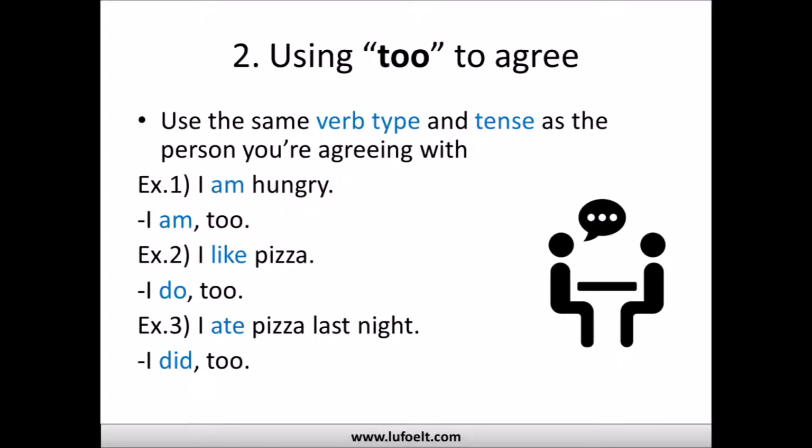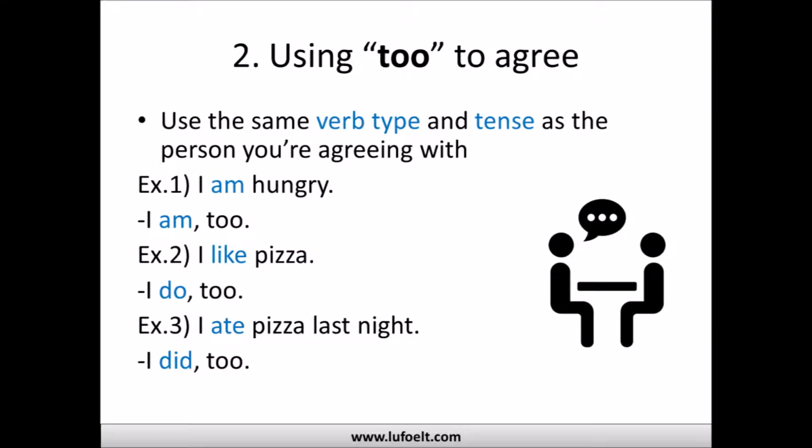All right, now moving on to the second way of agreeing with an affirmative statement. The rules for using too are very similar. All right, we're going to use the same verb type and tense. So I have the same examples here just to show you. You can compare this with how you use so. I am hungry. I am too. Or I like pizza. I do too. Or I ate pizza last night. I did too. Okay, so we're using the same verb type and tense as the person we're agreeing with. Of course, you can see that with so, it comes at the beginning of the sentence, and with too, it comes at the end of the sentence.